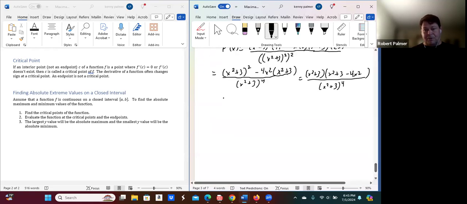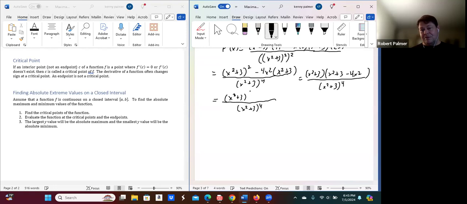I hope I'll explain why I'm doing all this. So this part is a bit of a pain. It's a little bit of algebra. So x squared plus 3 to the 4th. Okay. Now let's combine our like terms here. We're going to have x squared plus 3 times, if I combine our like terms, looks like it's 3 minus 3x squared.